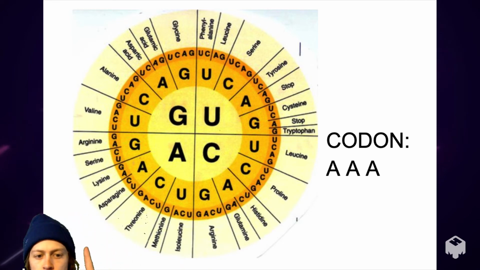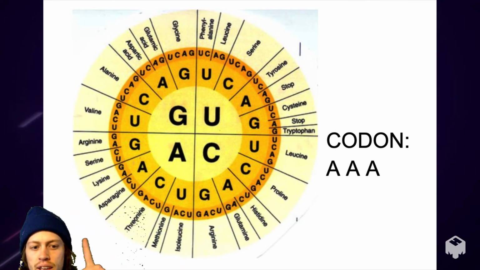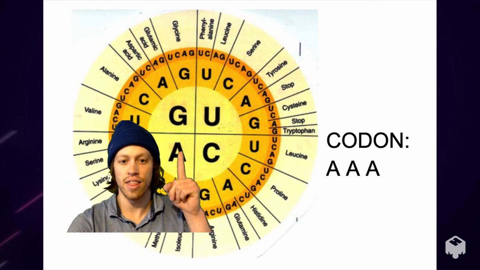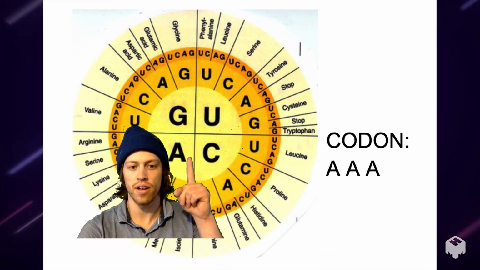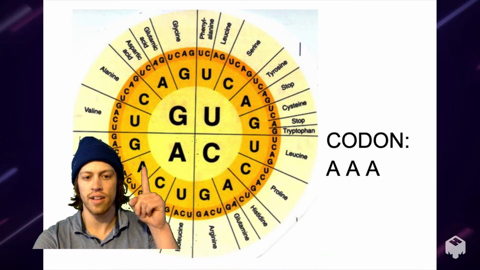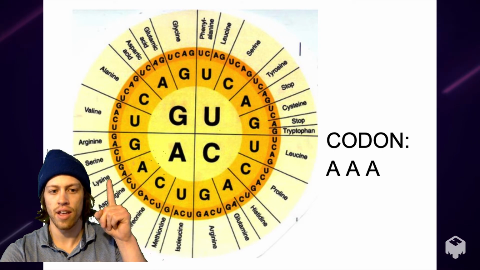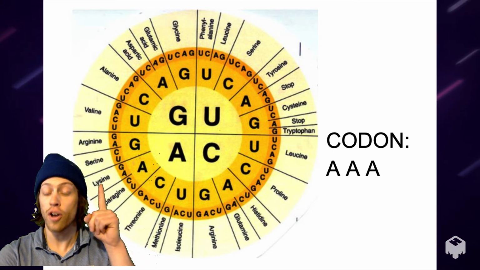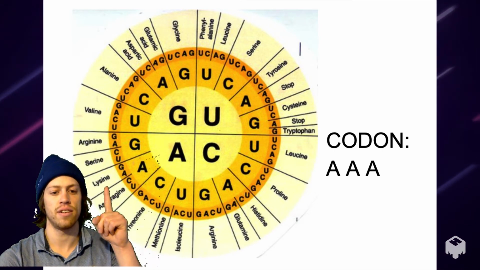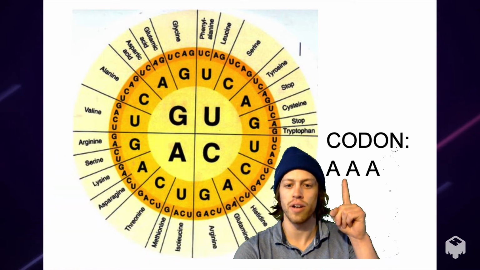AAA. So we start with our first one in the innermost of the circle, we find the A. Then we find the second one, another A. Then, lastly, a third A. And we find that this codon codes for lysine. That's the amino acid that this codon codes for.